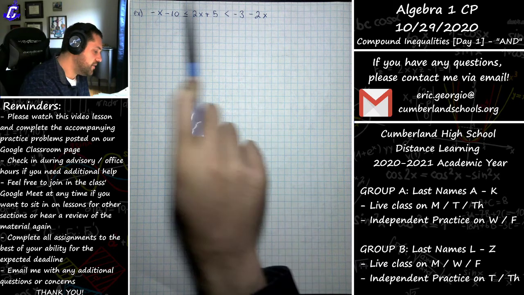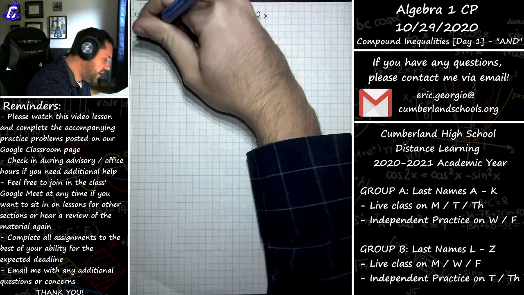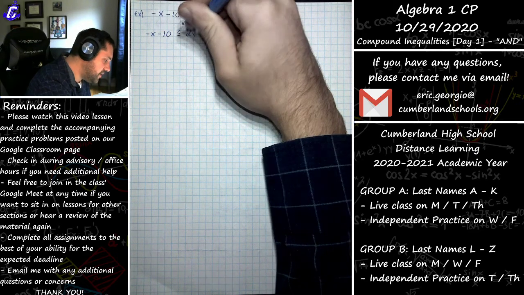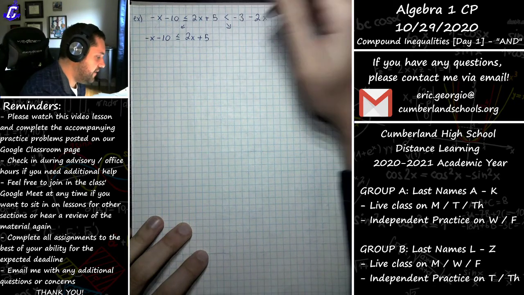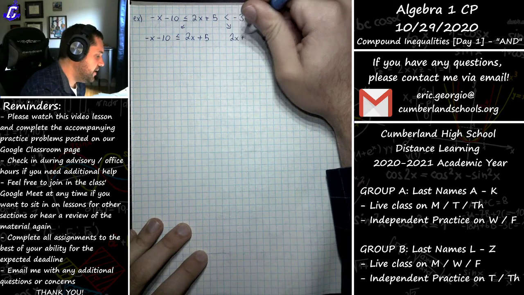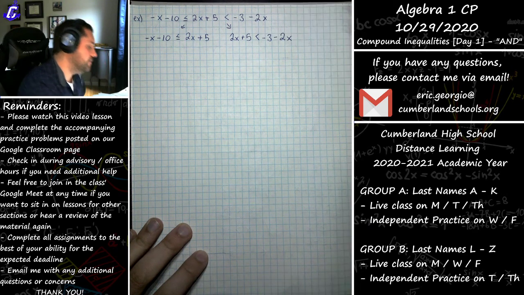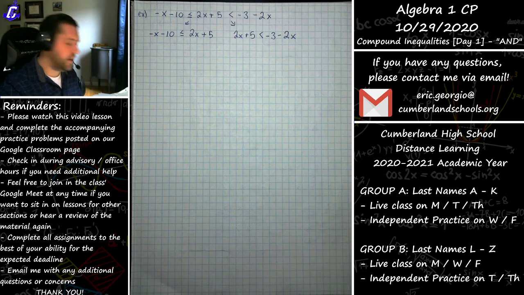Right? So let's break it apart and say, take our first little group here, negative x minus 10 is less than or equal to 2x plus 5. And our second group would be the second half. That 2x plus 5 is also less than negative 3 minus 2x. All right? And now we can just solve each one independently.